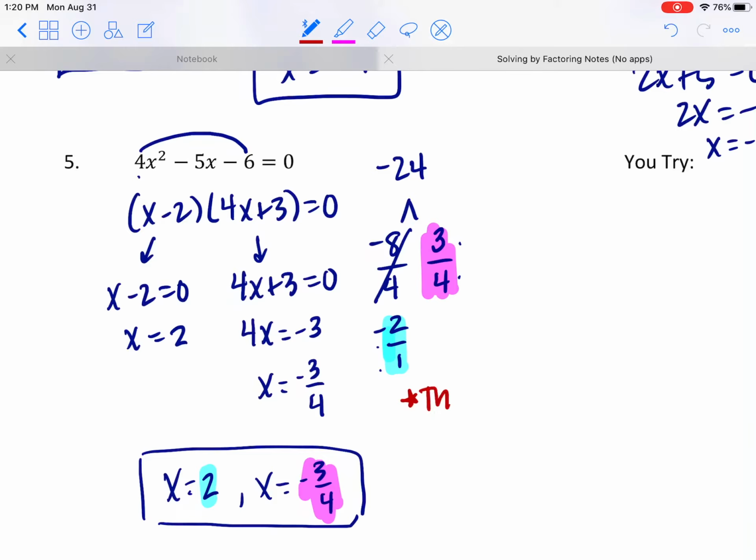Okay, the opposites of these numbers are your solutions.